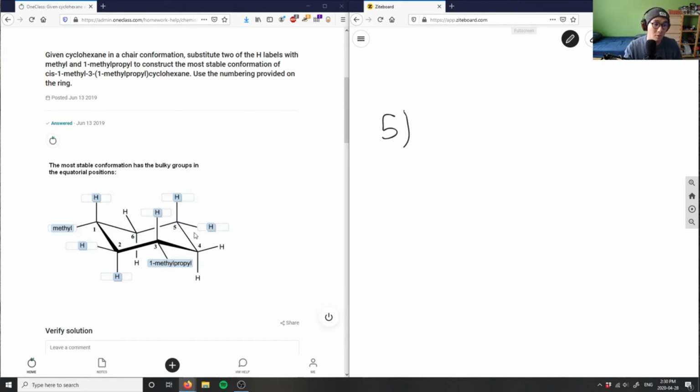But if you put it in the equatorial position, like they did here, so I have 1-methyl here and 1-methyl-propyl on this side, it would be the most stable conformation. So again, this is simply the kind of question we get when we're talking about the chair conformation. We're talking about axial and equatorial positions. So again, axial, they're basically on the opposite side, as in trans, and equatorial would be on the same side here for the cis as well.